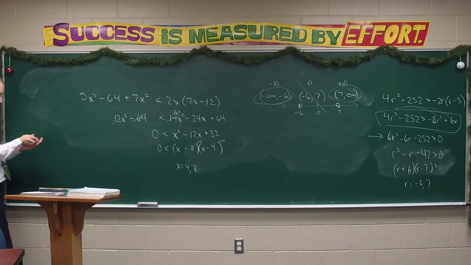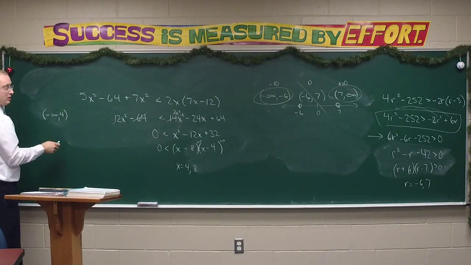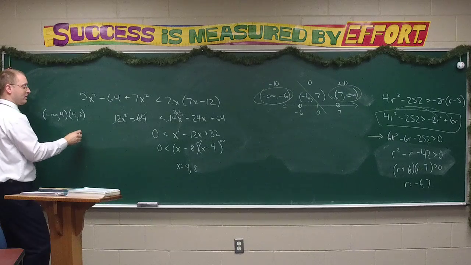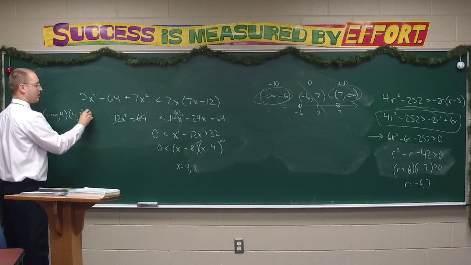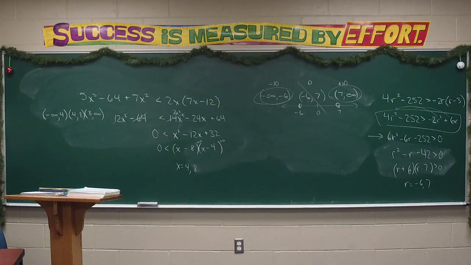And you get negative infinity to 4, 4 to 8, and 8 to infinity, in parentheses. Then we have to check them.